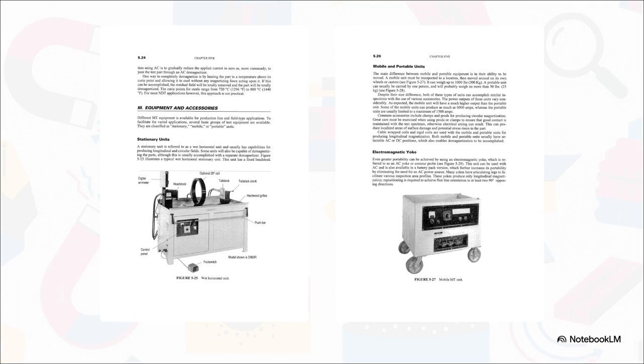First, you have massive stationary units, often called wet horizontal units. These big guys are built for high-volume factory lines, where you clamp parts, like drive shafts, right into the machine to magnetize them. Then, you've got mobile units. This is your rugged, go-to companion for the field. You can roll it right onto a site, run heavy cables to a large structure, and use localized prods or yokes to inspect sections of a bridge or a massive pipeline exactly where it sits.